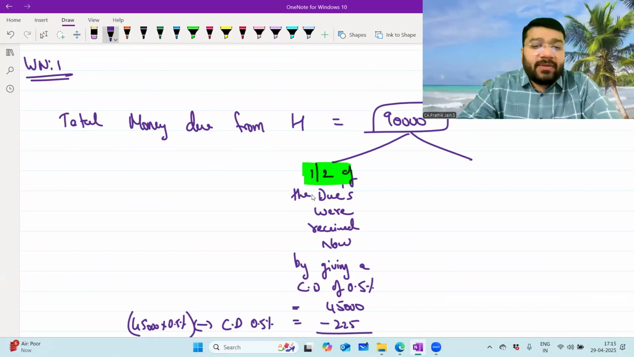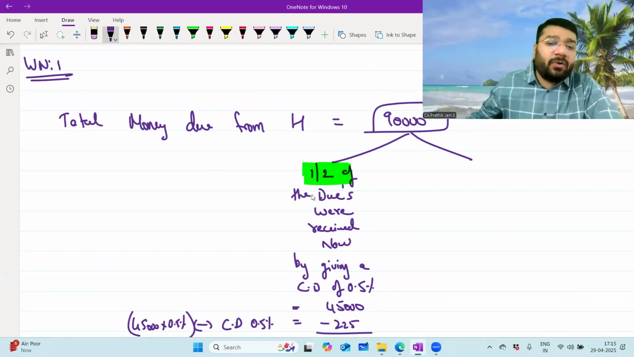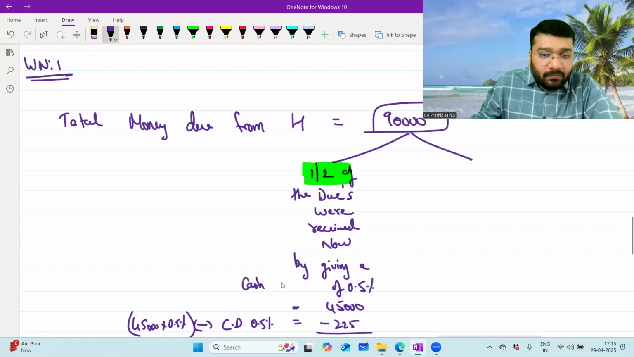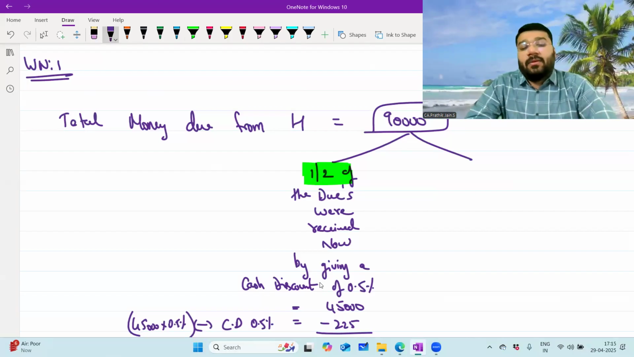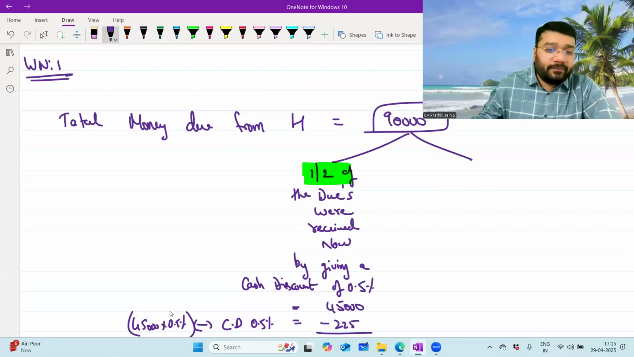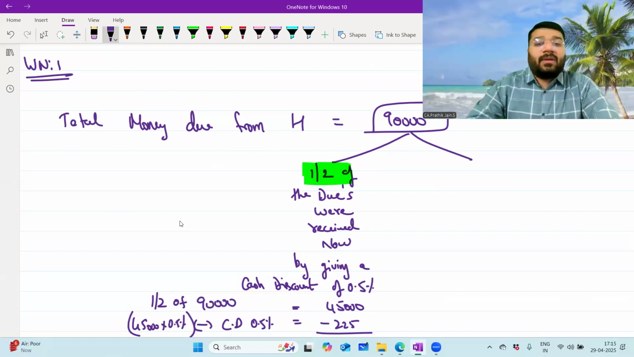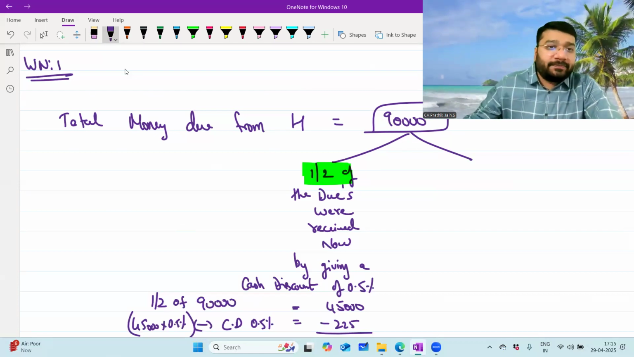Half of the dues were received now by giving a cash discount of 0.5%. Half of 90,000 is 45,000.